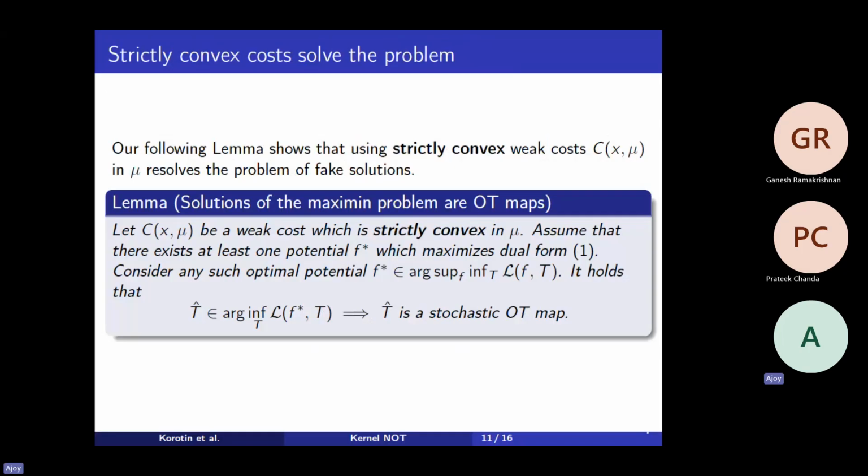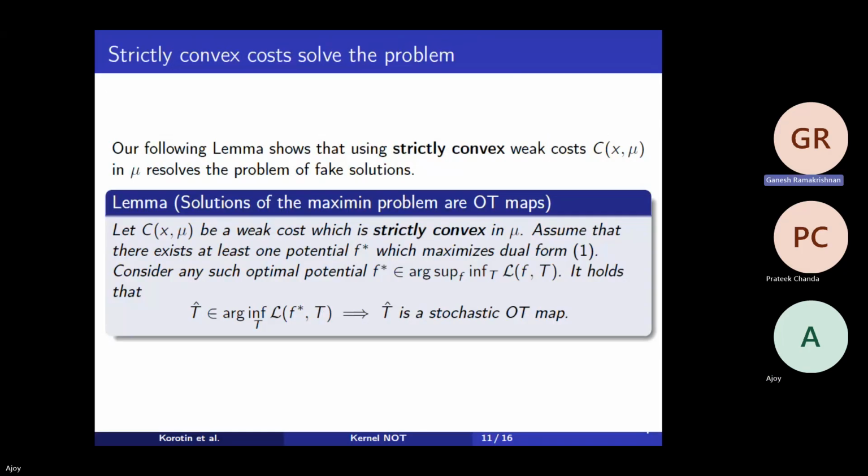So now we come to the solution. How to ensure that once you find one of the maps, it is directly guaranteed to be a stochastic OT map? The solution they came up with is to have weak cost functions which are strictly convex. So this is the main condition of the paper: they have proved this lemma that if you have a strictly convex weak cost function in mu, then this implicitly guarantees that whatever map you obtain, they are sound.